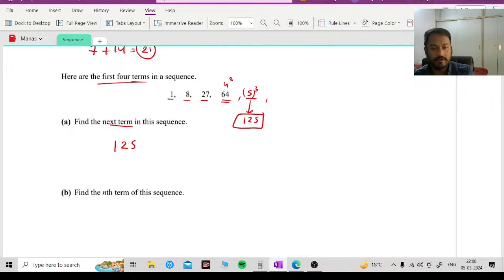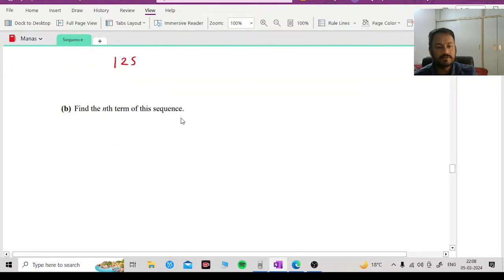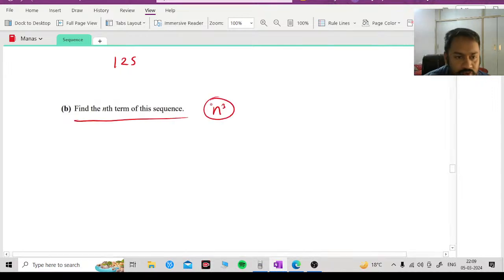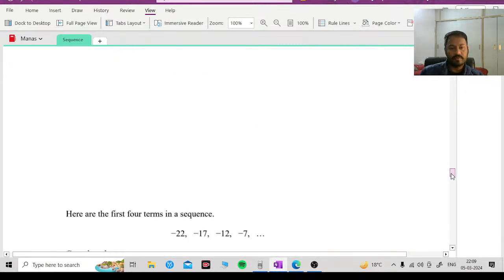So this is the cube of 4, this is the cube of 3, this is the cube of 2, and this is the cube of 1. Done. Now the nth term of the sequence. So what will be the nth term? The nth term will be n cubed, right? So this is how we need to solve, and this is done for the day. The rest of the questions we'll do tomorrow.